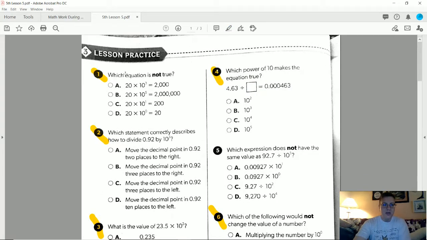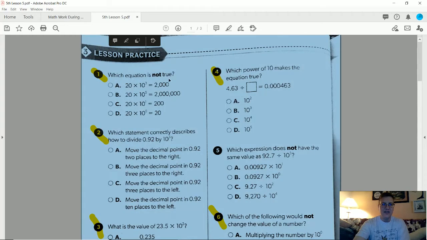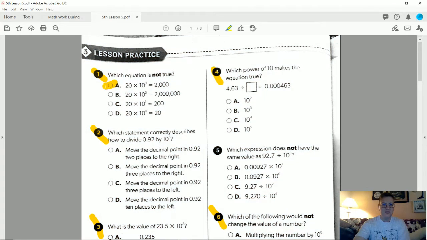So number one, which equation is not true? 20 times 10 to the third power is the same thing as adding 3 additional zeros. So if I did that, I would have 20, then 200 for my first one, then 2,000 for my second one, then 20,000 for my third one. And we already have our answer. And then if you wanted to check the rest of them, 20, and then I have 1, 2, 3, 4, 5 extra zeros, so that one works.